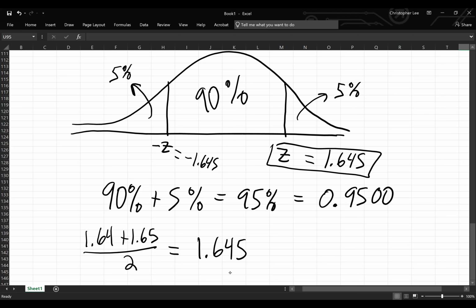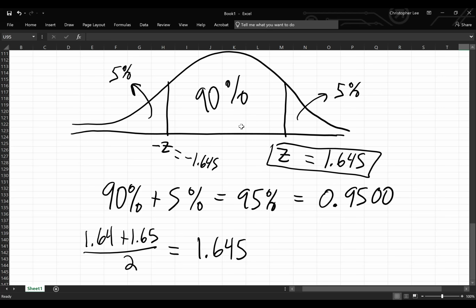You know this graph here? We're going to leave the positive side to know the negative side. Whatever answer you get for the positive side, it's the same answer but negative. So 1.645. Is there ever going to be an answer where the number is exactly in the table? It can be. You don't have to do that averaging then.